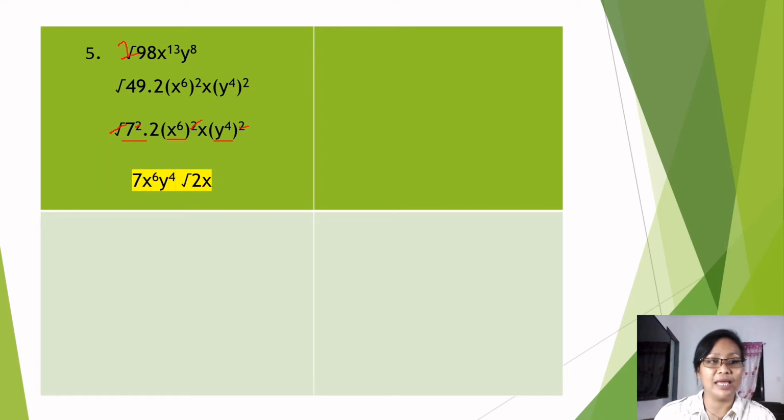We have 2 and x. Therefore, the final answer is 7x to the 6th power, y to the 4th power, square root of 2x.